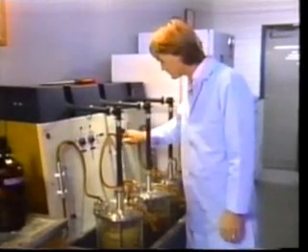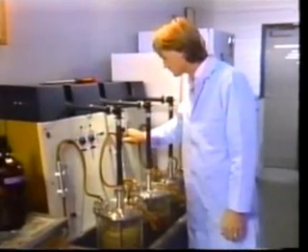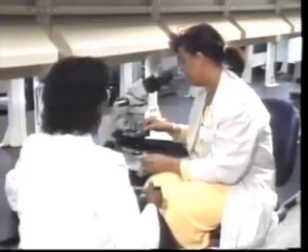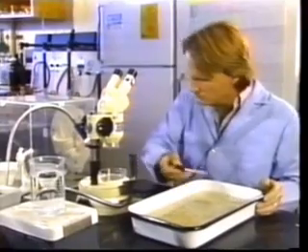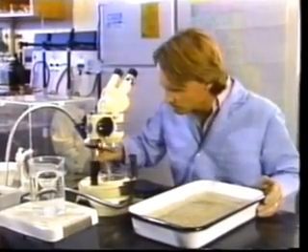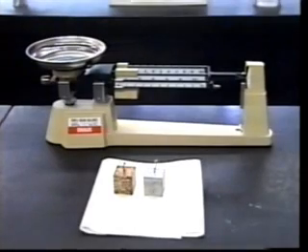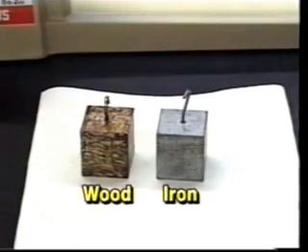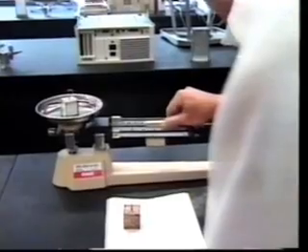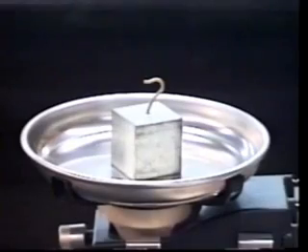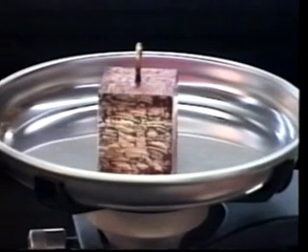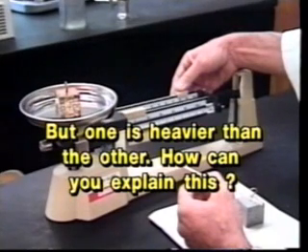To explain the physical states of a substance, such as a solid, liquid, or gas, scientists have suggested several theories. One such theory concerns how close the molecules in a substance are to each other. Here, for instance, we have two objects of equal size on a scale, but one is heavier than the other. How can you explain this?